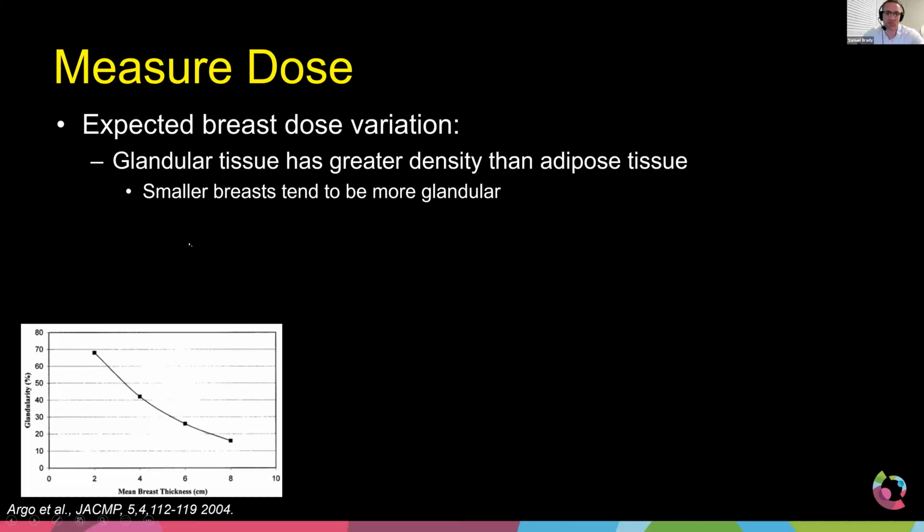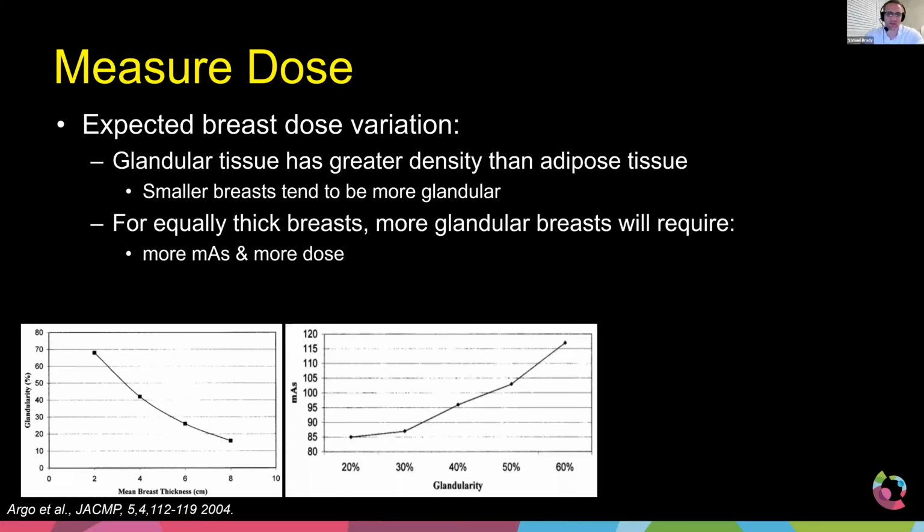First, smaller breasts tend to be more glandular. So in this publication here, you look at the mean breast thickness as it trends smaller. So here's a 2 centimeter breast, 3 centimeter, and this is compressed, of course. You can see the glandularity tended to be in this patient population higher. Whereas a thicker breast, usually out towards 8 centimeters, was much less glandularity by volume. And we just know as the breast tends to get bigger, it tends to be bigger based on the fat volume, and glandularity will tend to be consistent.